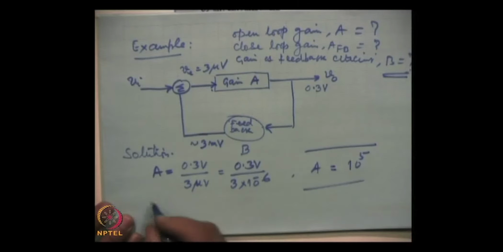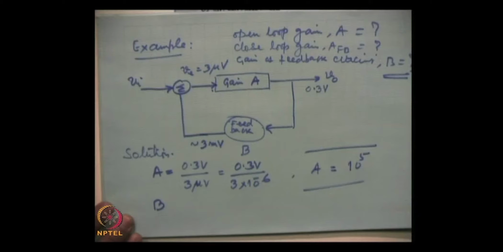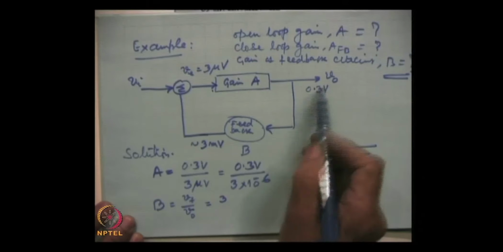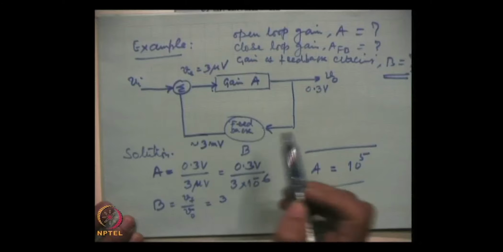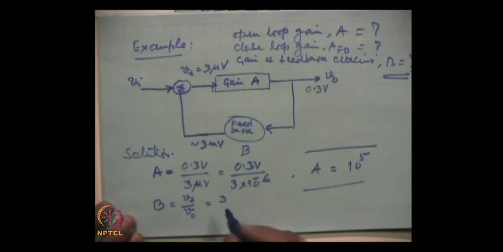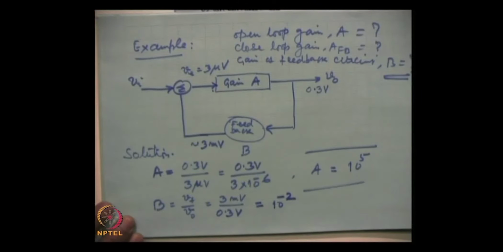And what is the factor B? That is the gain of the feedback circuit, also popularly known as the feedback factor. This is, as we have been using all through, V_f by V_0. The input to the feedback circuit is 0.3 volts, and the output coming is 3 millivolts. So, this is 3 millivolts by V_0, and V_0 is 0.3 volts, and this comes out to be 10 to the power minus 2. So, we have got the value of A as 10 to the power 5, B as 10 to the power minus 2.